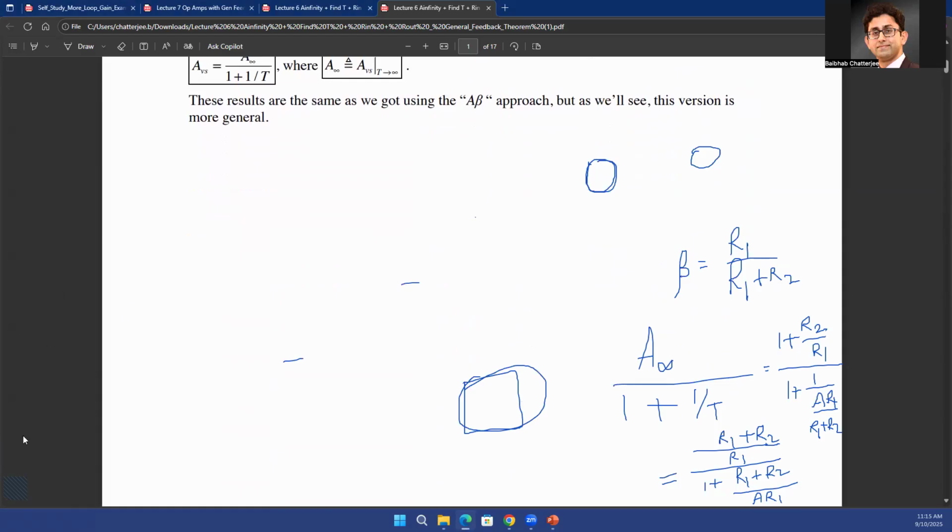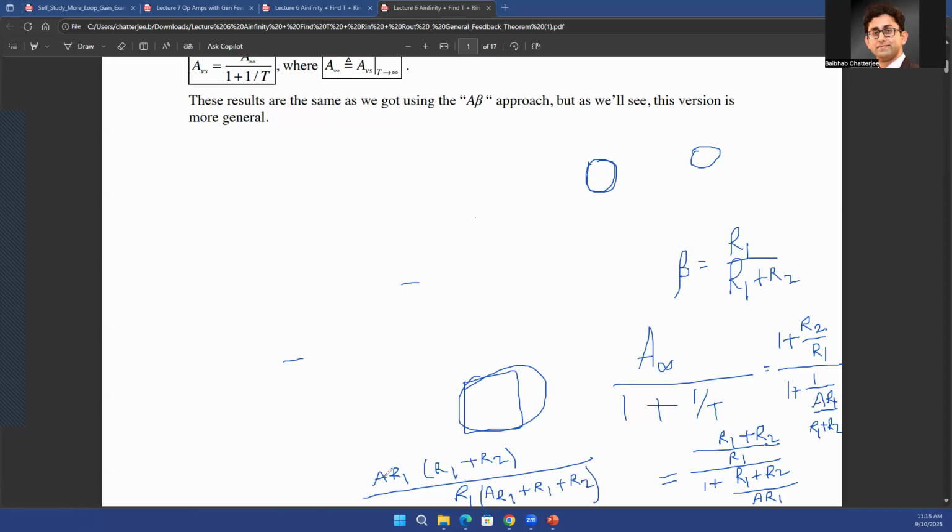So now if you simplify all of this, this will become A R1 times (R1 plus R2) divided by R1 times (A R1 plus R1 plus R2).